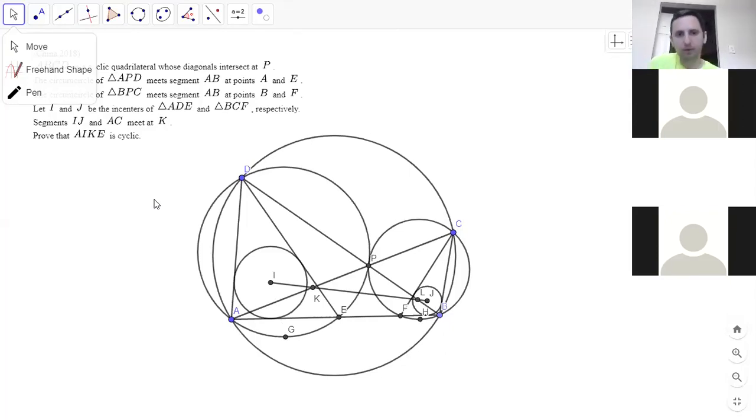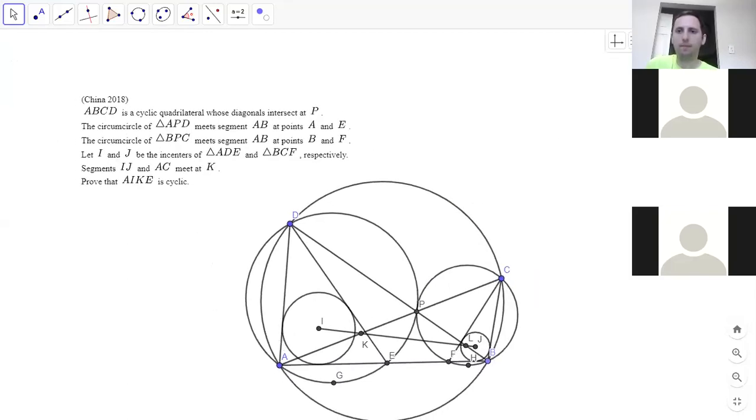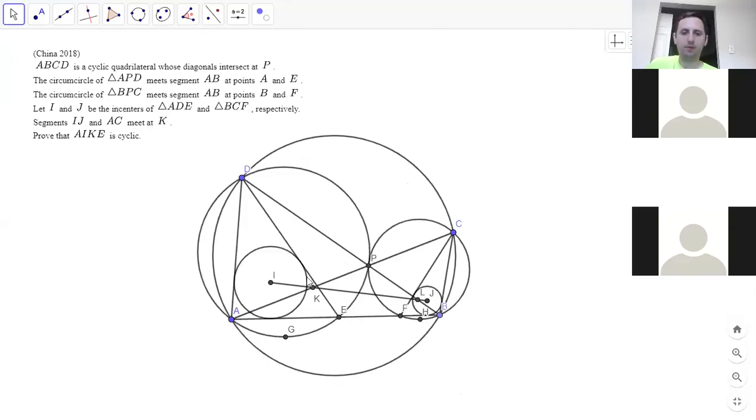So yeah, it's really weird that we have like 3 circles like this. We have a circle at center G passing through AIKE, center P passing through KEFL, center H passing through FLJB. What if we use the radical axis theorem on those 3 circles? I guess it's a little tricky.